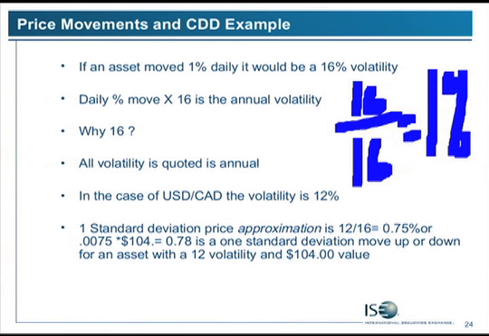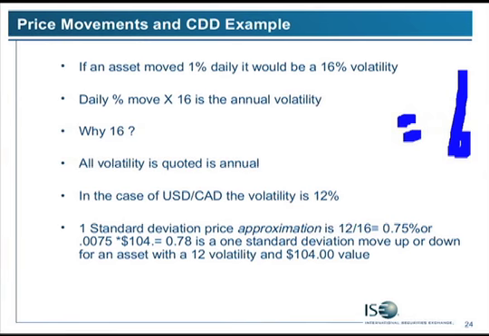So a couple months ago, when I built this slide, the volatility in the Canadian was 12. So I could take 12 divided by 16 and come up with 0.0075. Multiplied by the exchange rate value of 104 and come up with the expected top and bottom 68% chance would have been about 78 cents, assuming a 12 vol and 104 pair value. So I hope that is helpful.